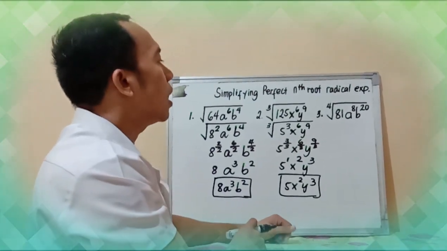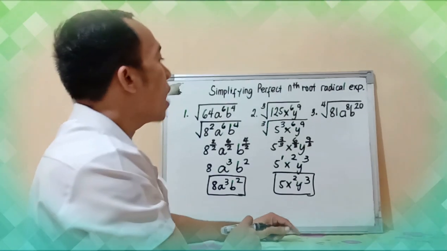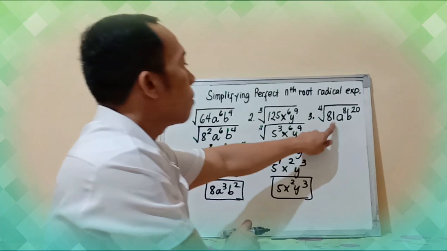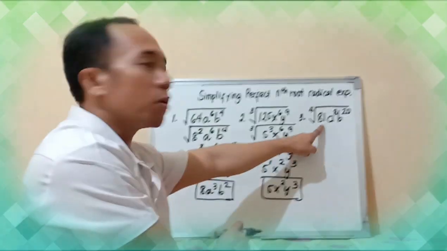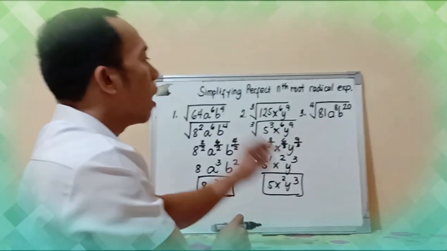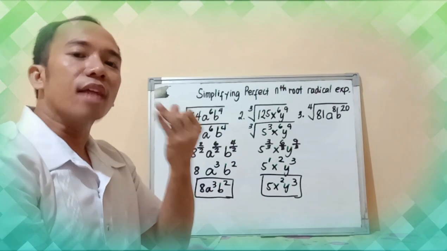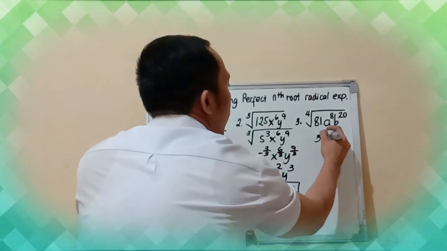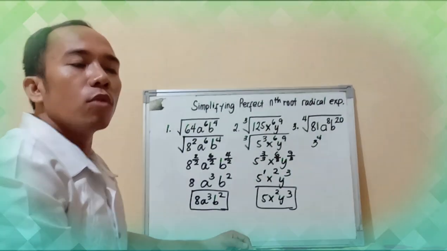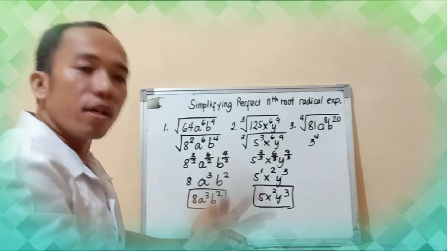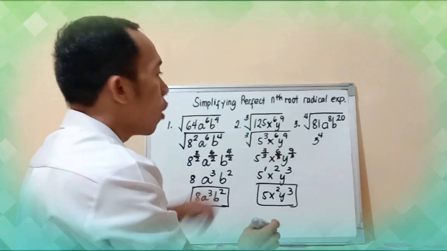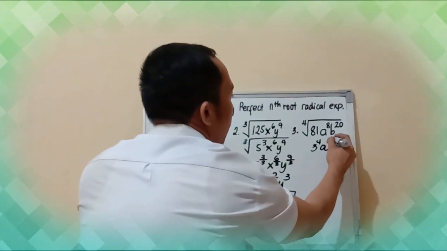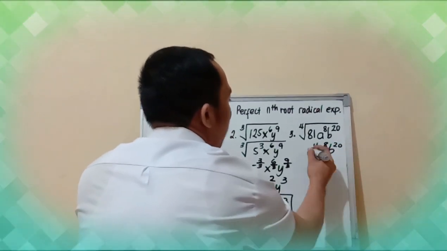Next, for the fourth root. So we have 81a to the 8th, b to the 20th power. So make this numerical coefficient exponential form. So this is now 3 times 3 times 3 times 3. So we have here 3 to the 4th. So if you multiply 3 four times by itself, this will be the form. Then copy a to the 8th power, b to the 20th power.